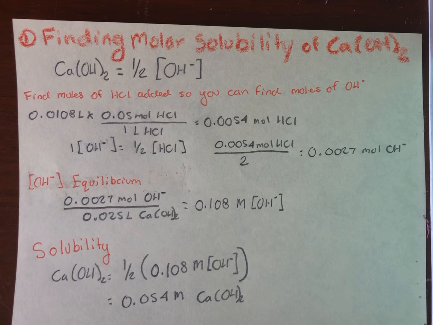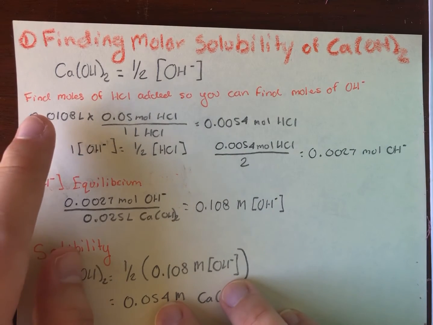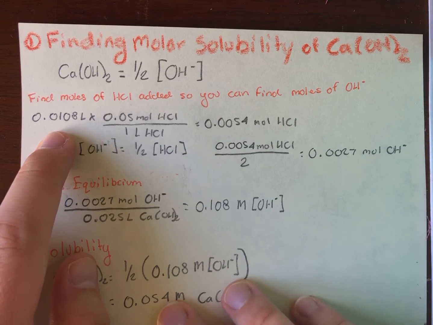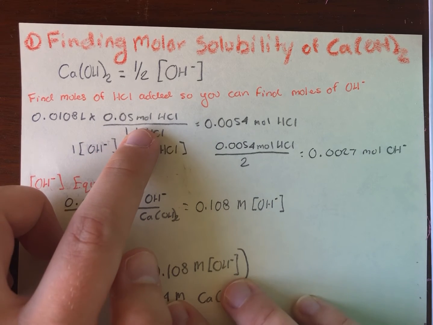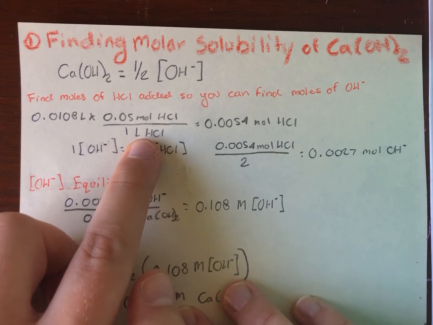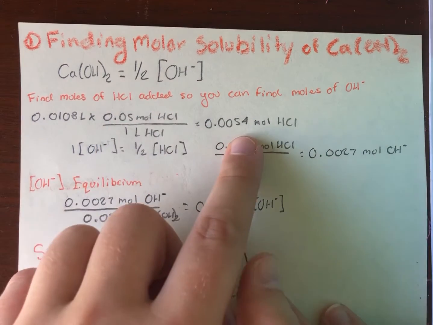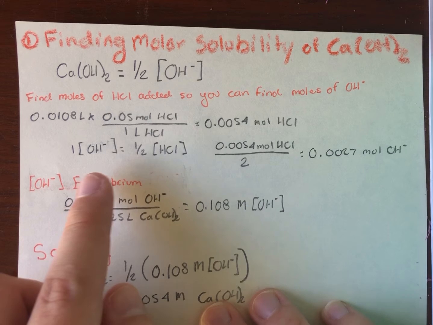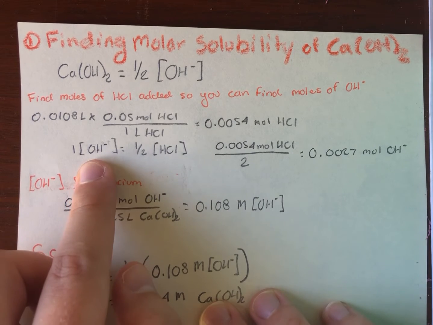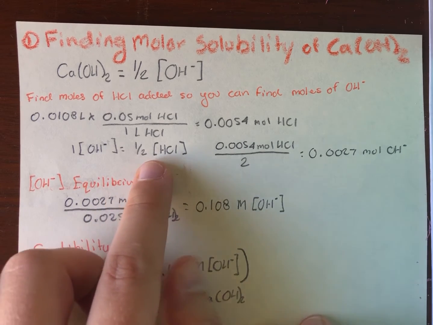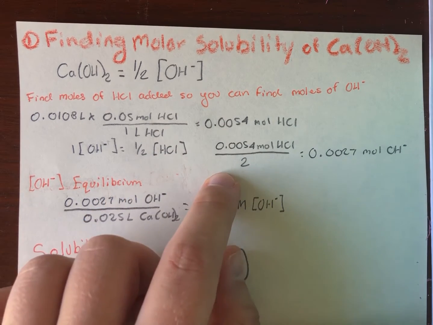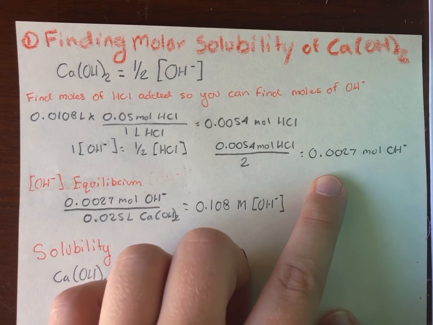So first we need to find the moles of hydrochloric acid, and then you can find the moles of OH, which is the hydroxide ion. So we take the liters that we found multiplied by 0.5 moles, because this is our given amount, over 1 liter, because that was the molarity. And then we get our moles of hydrochloric acid. Then we can find our hydroxide ion, which is equal to half of HCl. So we simply divide the value that we got by 2, and now we have our moles of hydroxide ion.